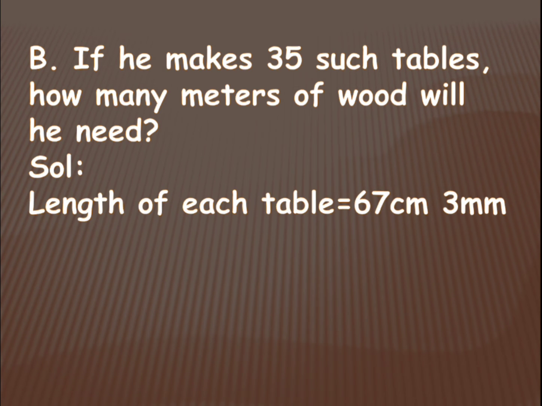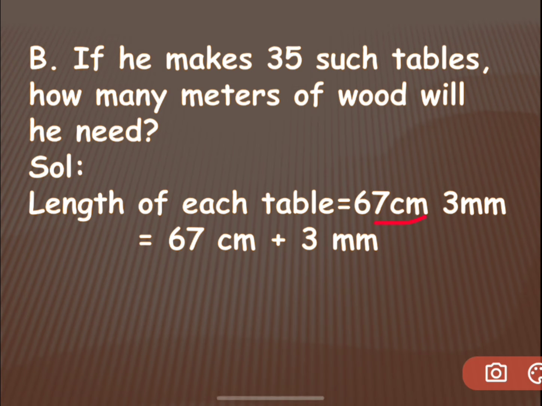So now the length of each table is 67 centimeters 3 millimeters, which we were already given in question A. Now the number of such tables is equal to 35. Now here, children, you have centimeters and millimeters. So we have to convert into millimeters because millimeter is the smallest unit. So let's convert this 67 centimeters into millimeters. So 67 centimeters plus 3 millimeters.